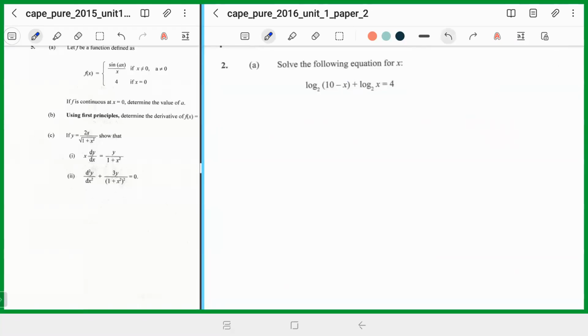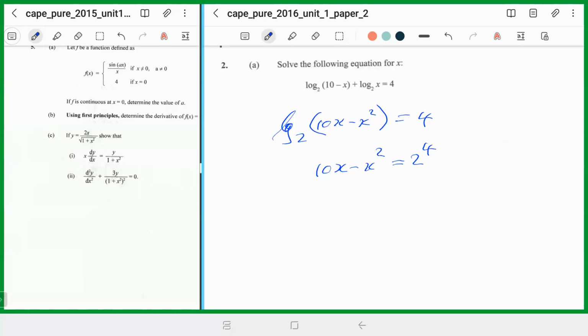When you add logs, you get the log of the product when they are the same base, right? So this becomes log to base 2 of x(10 minus x). Can I just multiply these two things? 10x minus x squared equals 4. This number equals this base raised to that 4, so 10x minus x squared becomes 2 to the 4th power.